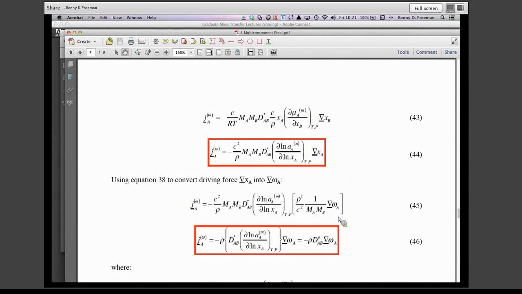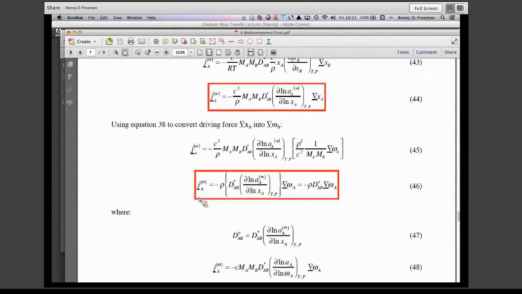I can also write that in terms of the mass fraction basis. And if you do that, you'll have the boxed expression in equation 46, which is that the mass-based flux is equal to minus rho times this binary diffusion coefficient times the thermodynamic term times the gradient in the mass fraction of component A. Very often we would write the term in brackets as D_AB^0, and that's the so-called effective binary diffusion coefficient. And now this looks exactly like Fick's law.